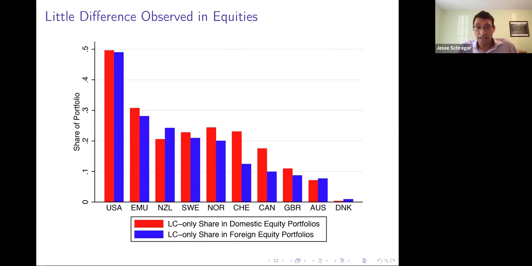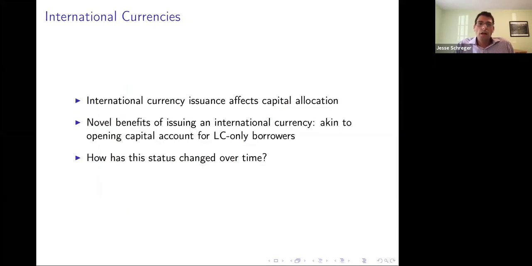That across countries in the equity, they get a similar allocation, but when it comes to bonds, in currency, that's where we see this big division. Now, that's this idea that we've shown that international currency, this issuing of the dollar as the global currency, is really going to affect the nature of capital allocation. And so in particular, we think this is a novel benefit of issuing an international currency. You can essentially think of it as opening the capital account for local currency only borrowers.